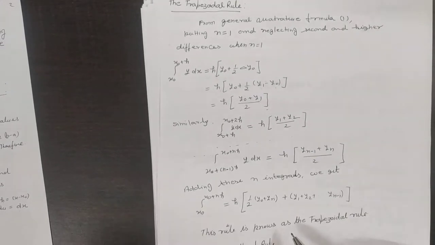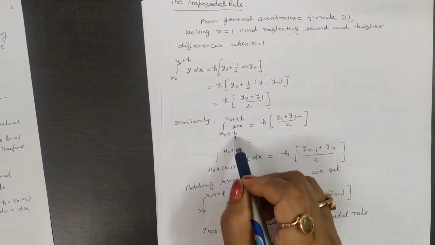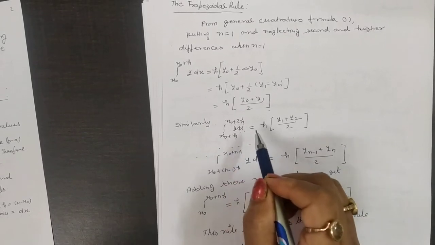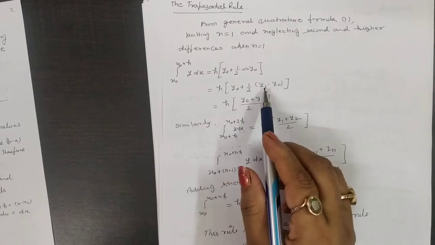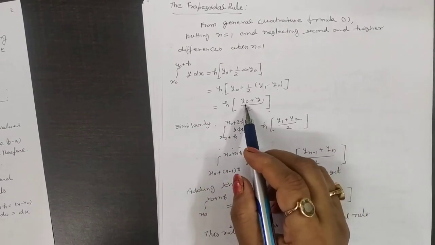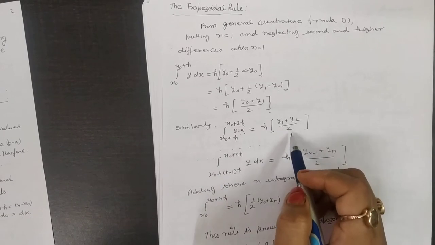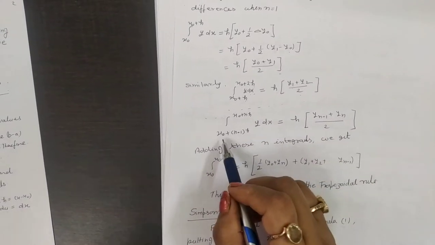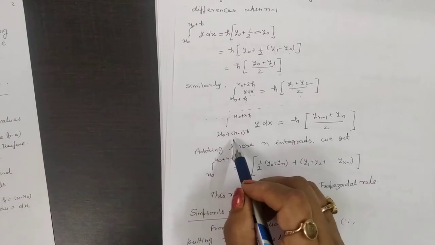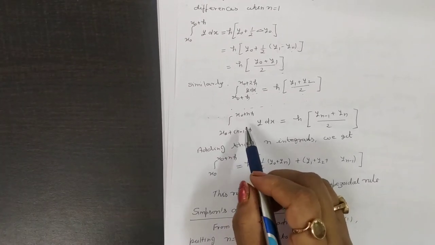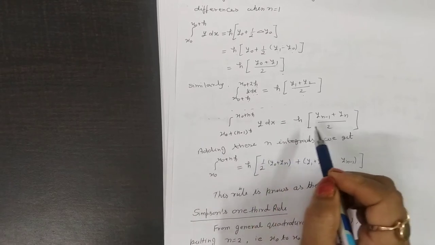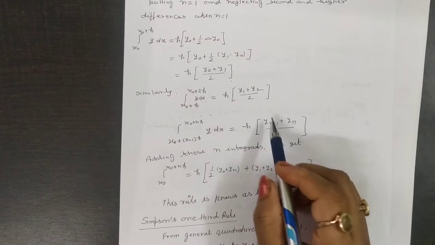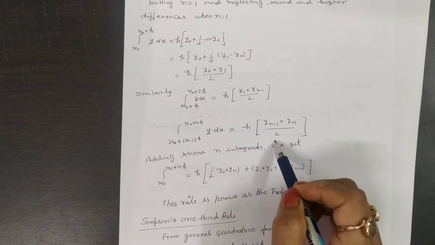Similarly for the second interval, that is the integral from x0 plus h to x0 plus 2h of y dx, following the same steps you get h times y1 plus y2 divided by 2. On the same lines, repeating the same, the integral from x0 plus n minus 1 h to x0 plus nh of y dx is equal to h times y(n minus 1) plus yn divided by 2.